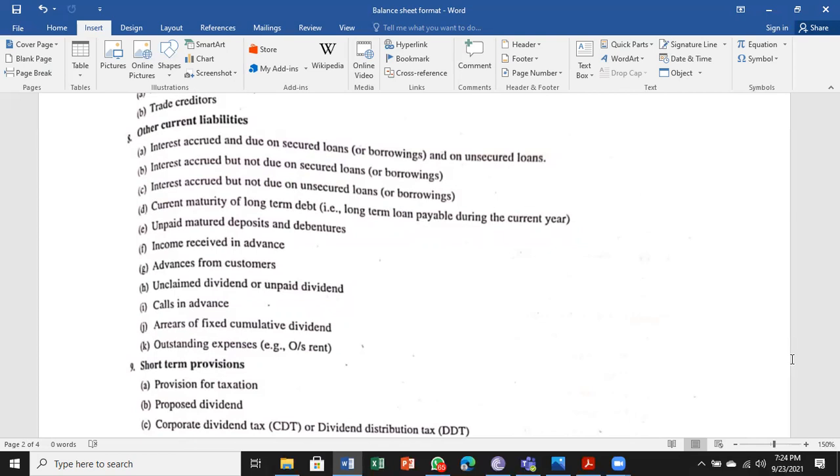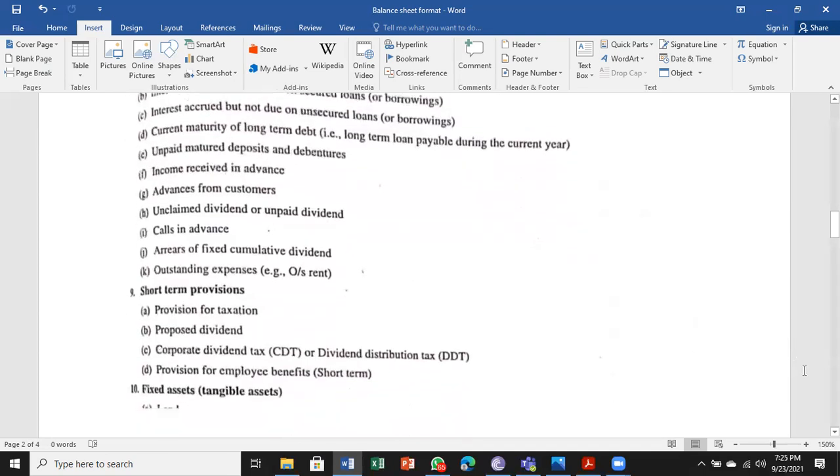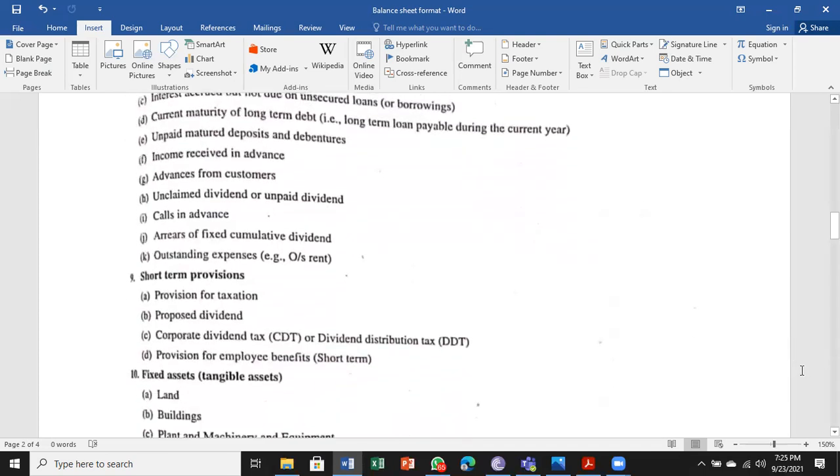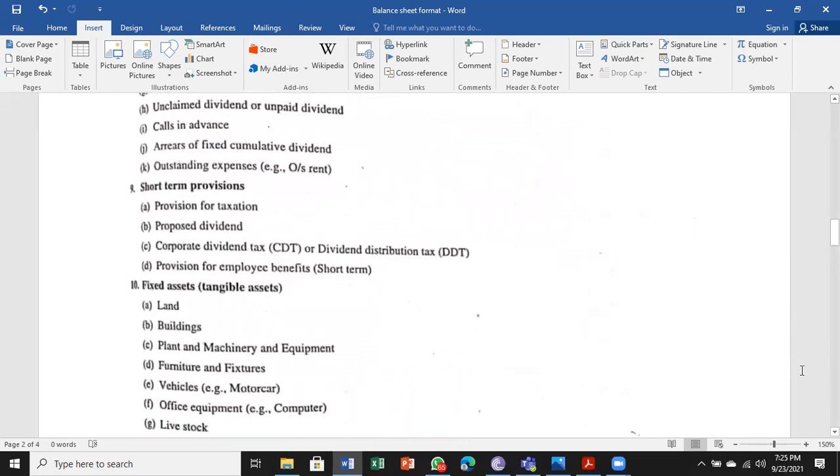Next, unclaimed dividend. Unclaimed dividend means the company has to pay the dividend, that is a profit division among the shareholders, but some shareholders have not collected the money. So when shareholders have not collected the money, it is called unclaimed dividend, or we can call it unpaid dividend. The dividend is not paid because they could not trace the shareholder, or the shareholder is not interested in collecting the money. Nowadays it is less because companies pay to bank accounts right away. They know the bank accounts of the shareholders, and the dividend is deposited straight into their accounts.